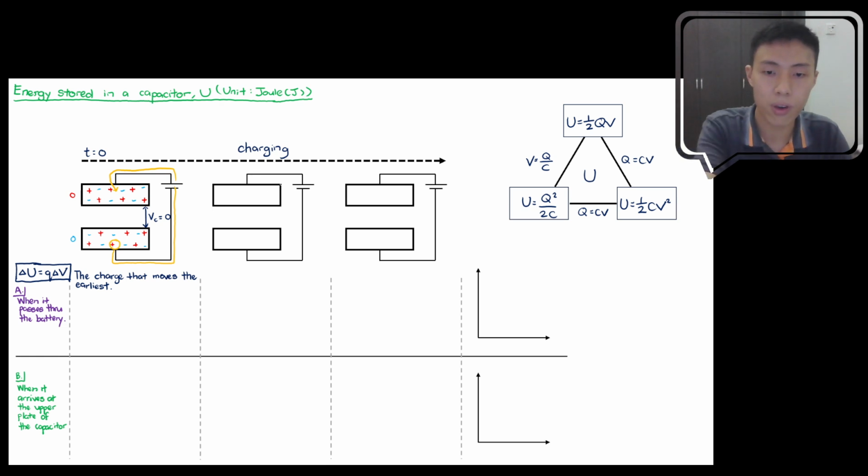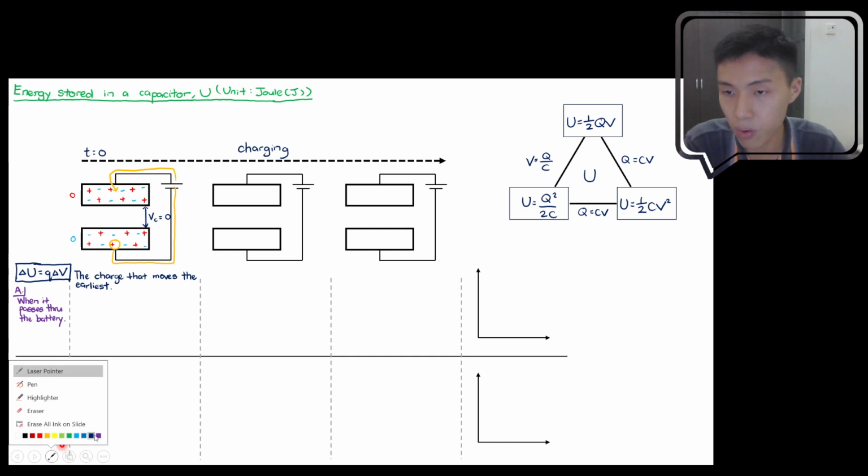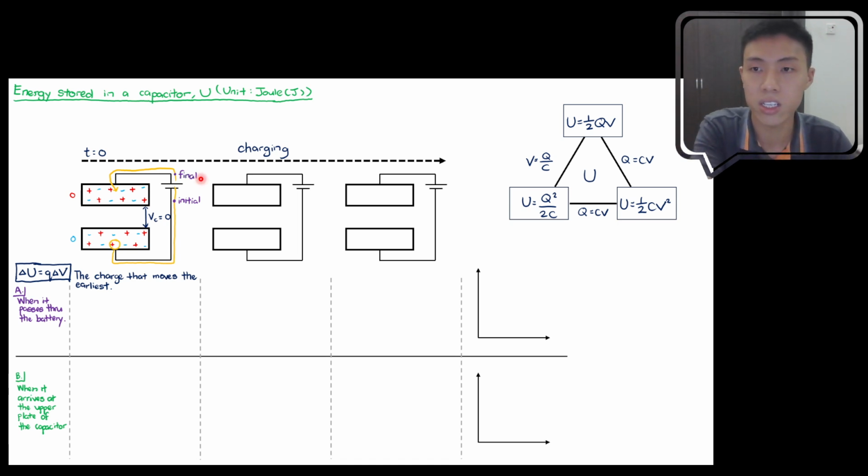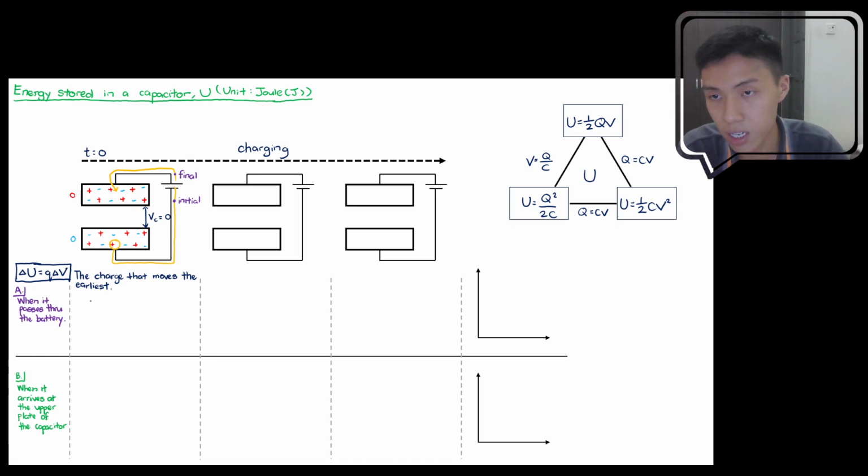Okay, so if we are only focusing on the part of the journey where the charge passes through the battery, it can be from here, which is the initial, until here, where this is the final, because we are only focusing on the change in energy when this charge passes through the battery. So we are going to apply this formula to study the situation.